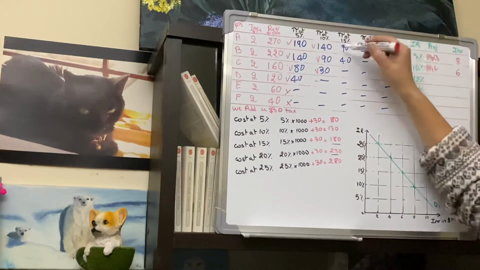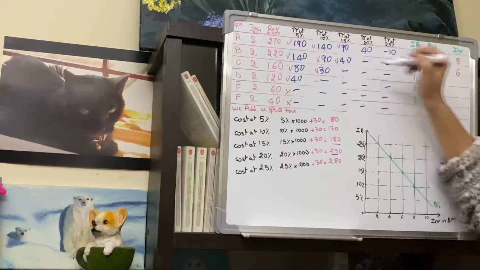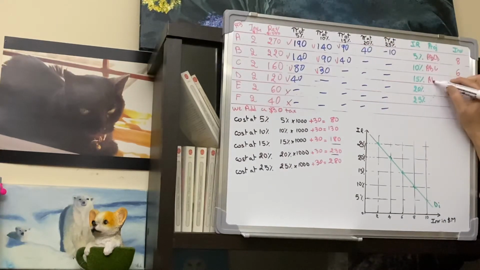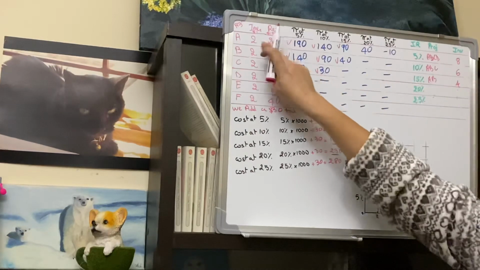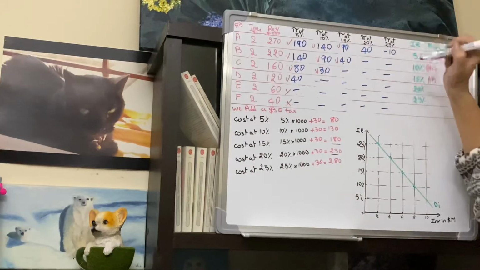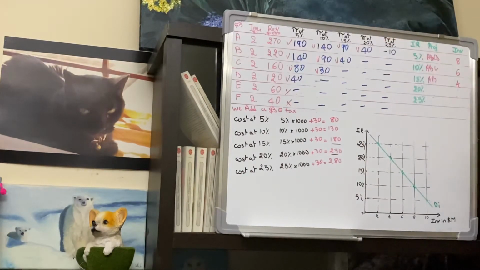At 15%, I'm gonna take A and B, that's 4 million. 2 plus 2, 4 million. At 20%, I'm gonna take project A, that would be $2 million. And at 25%, I'm taking none. They're all negative, not profitable. I'm not investing in them. Okay?